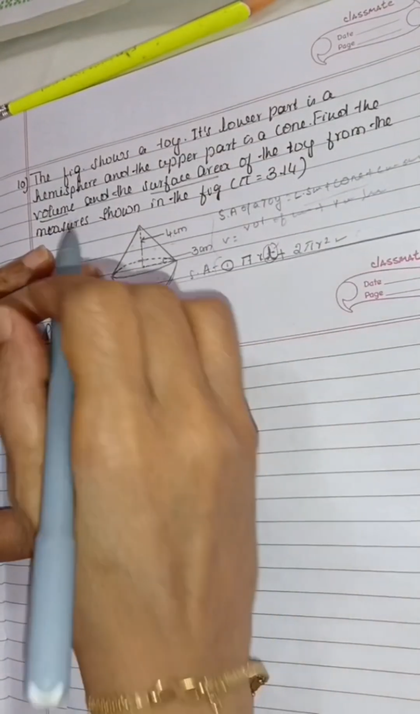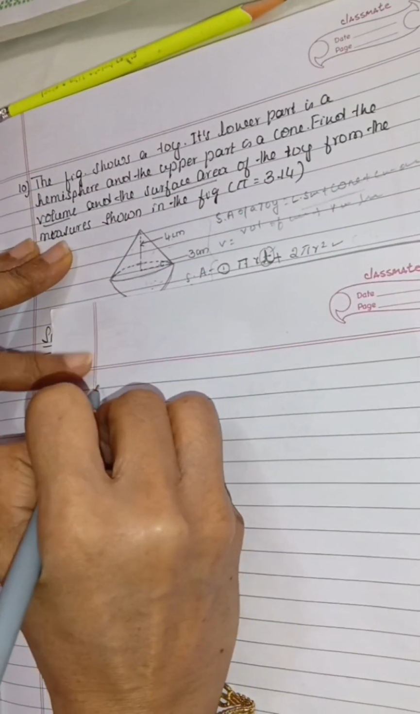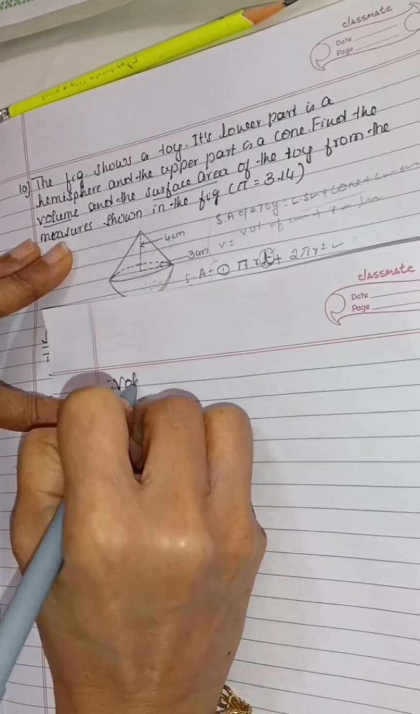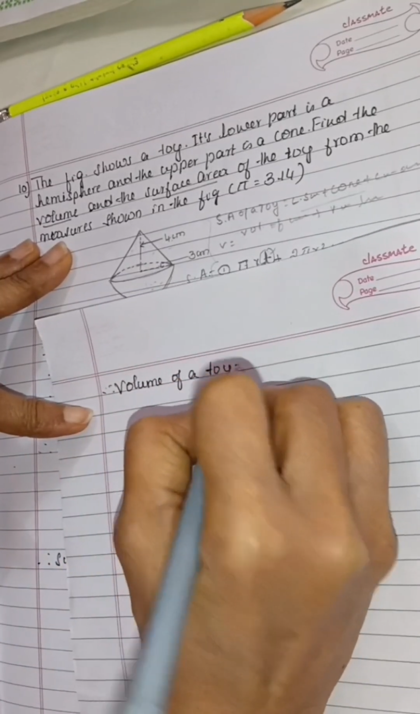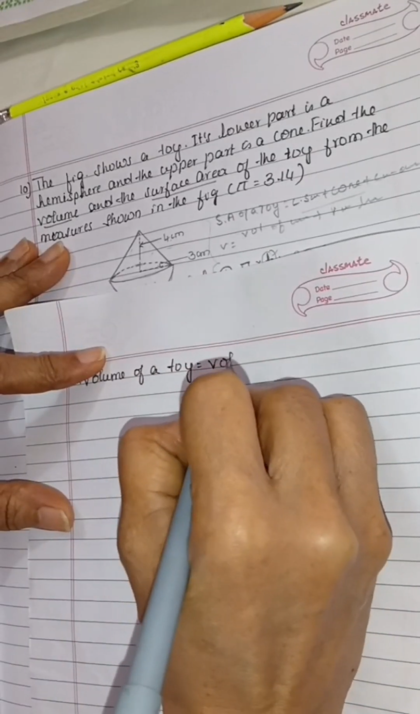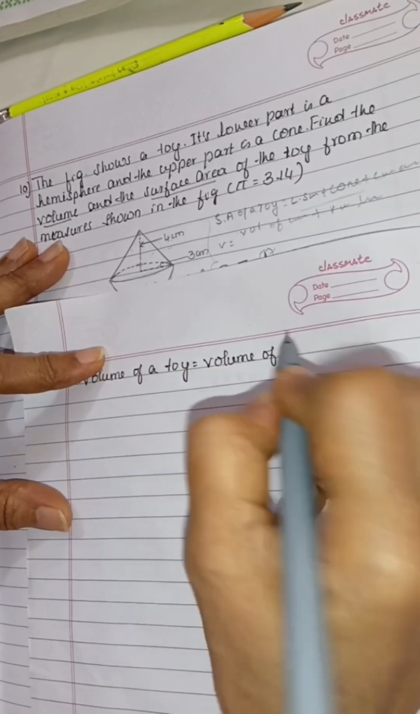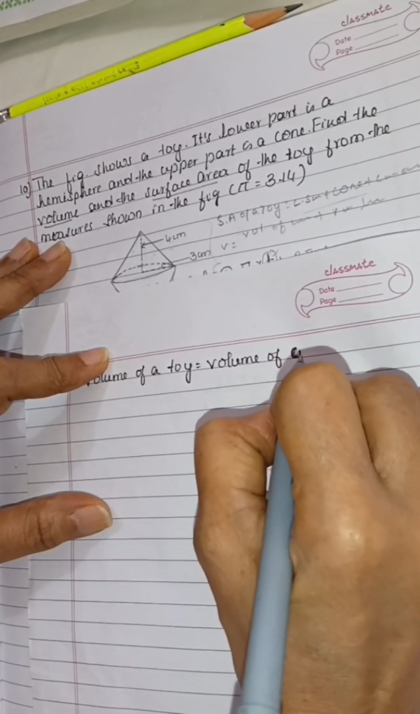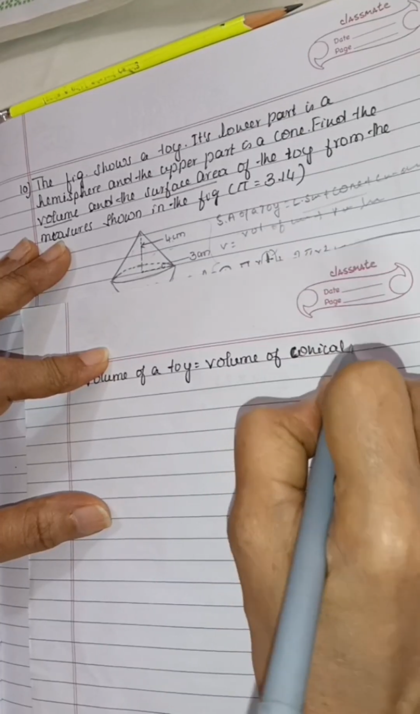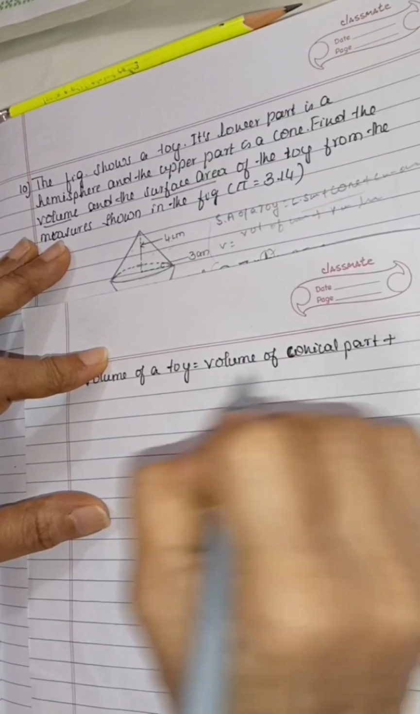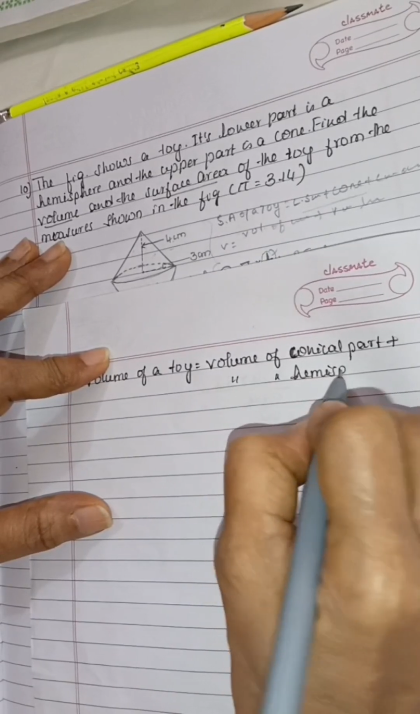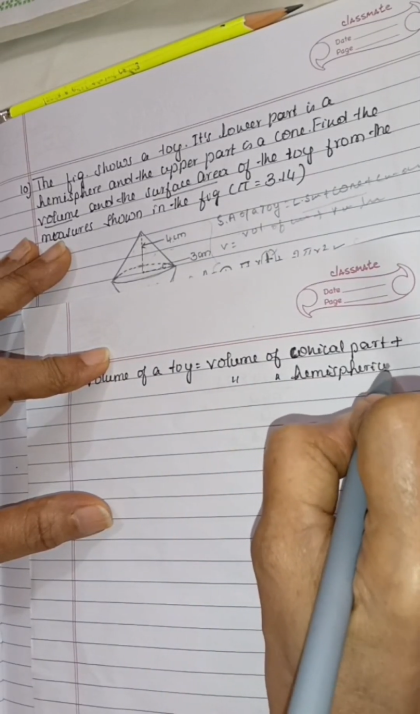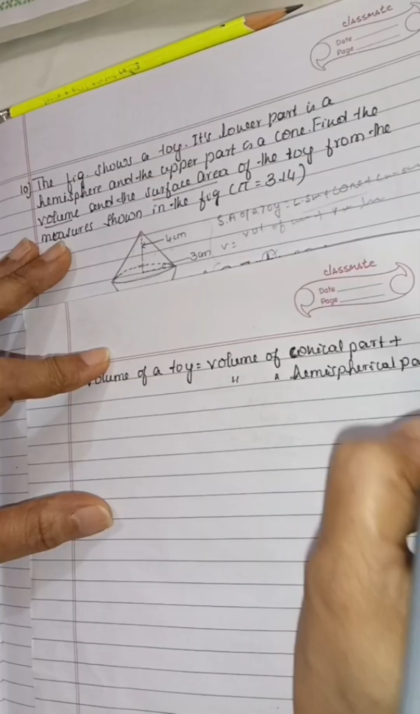Now we have to find out volume of a toy. Okay. Therefore volume of a toy is volume of conical part plus volume of hemispherical part of a toy.